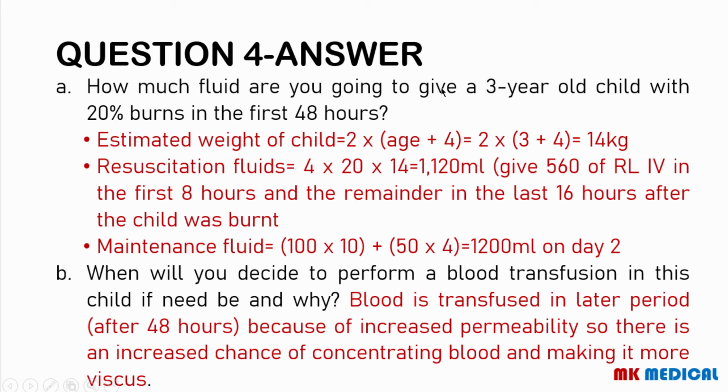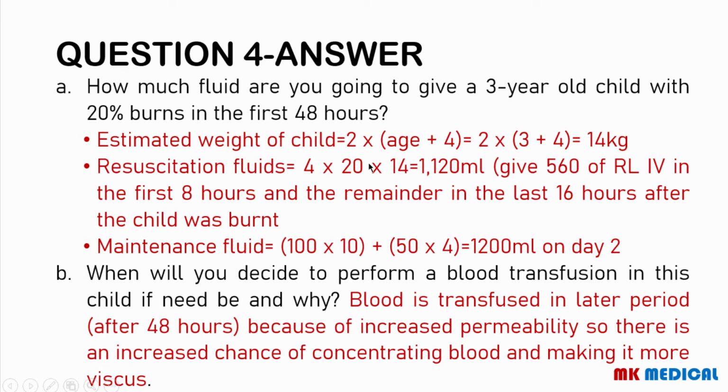Given that we're not really told how much this child weighs, we could estimate the weight of this child using the following formula. You get the age of the child, you add that to 4. The answer that you get from here, you multiply that by 2. So this child is 3 years old. 3 plus 4 gives you 7. 7 multiplied by 2 gives you 14 kg. So remember that this child is roughly around 14 kg. And remember how we calculate the resuscitation fluids in the first 24 hours? We say 4 mls multiplied by the percentage of the burn, which is 20, multiplied by the weight of the child.